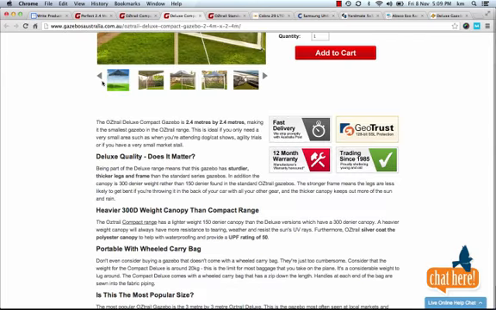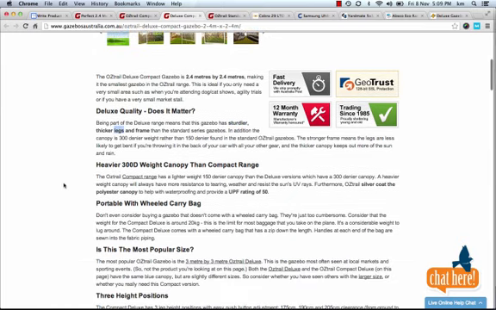This one also says, this is the deluxe quality. Does it matter? Well, the deluxe range means that this gazebo has sturdier, thicker legs and a frame. So that's highlighted. It's got a heavier canopy than the compact range. So again, we're comparing the lighter weight 150 denier products, and we link out to those products. So when we discuss another product, we link out to that product.